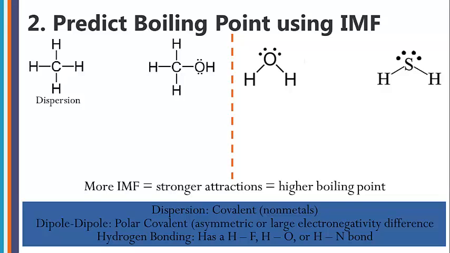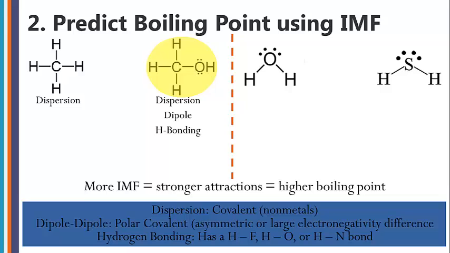For the methanol, we've got dispersion because it is all nonmetals, so it's covalent. It's also asymmetric, so we've got dipole-dipole. And if you look on the OH group, that hydrogen is attached to that oxygen, which means we have hydrogen bonding. So because this molecule has more intermolecular forces, it's going to have the higher boiling point between these two.